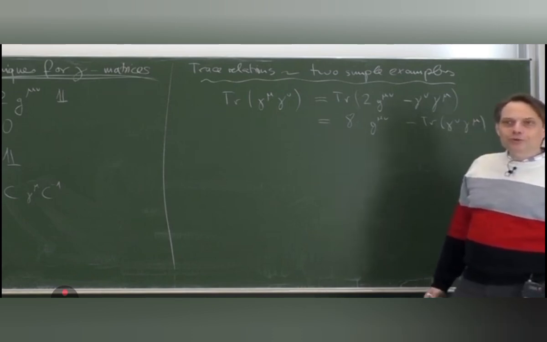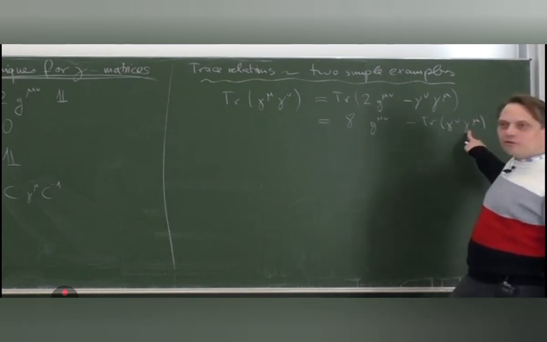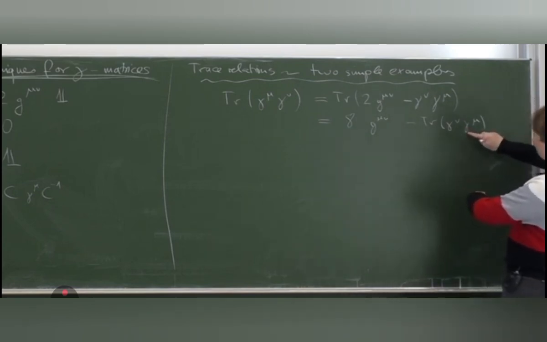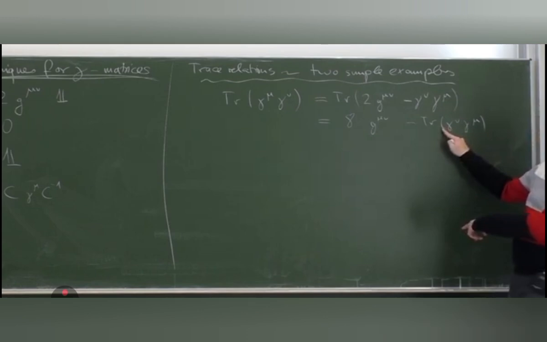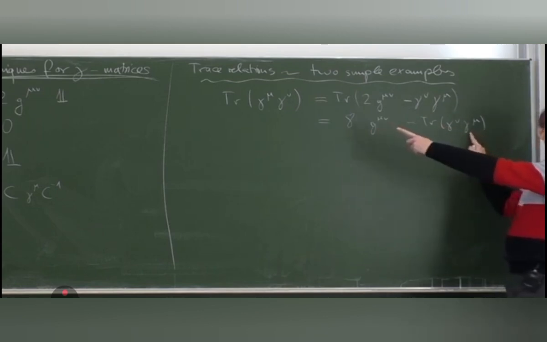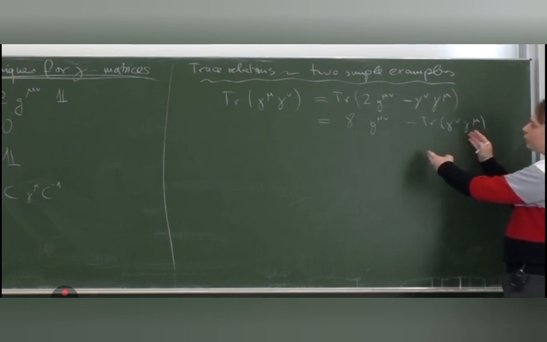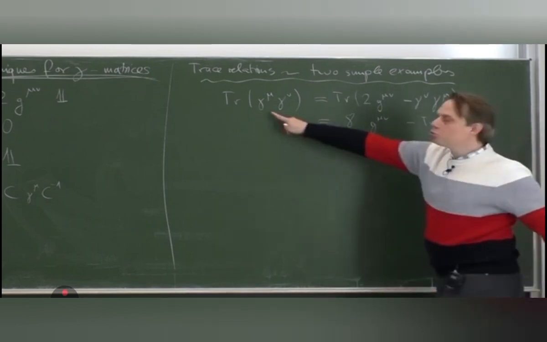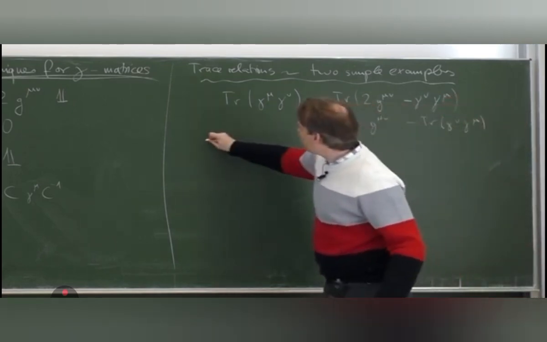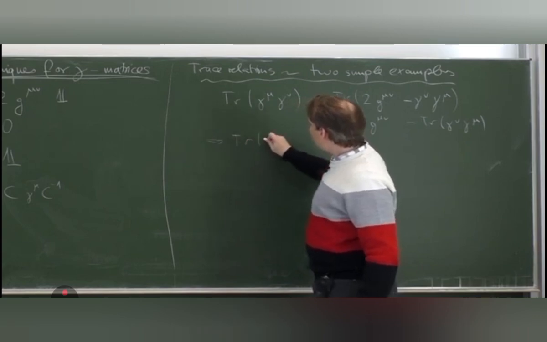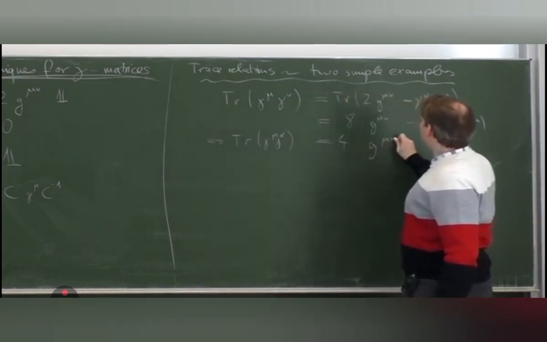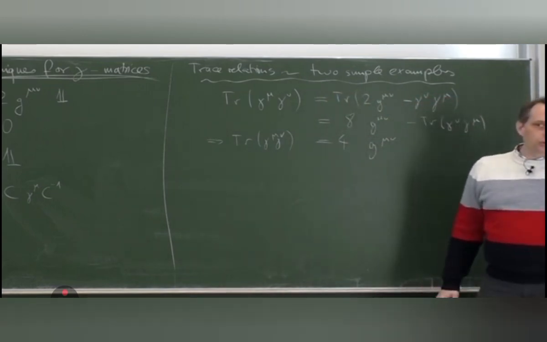Good. Why does that help? Because now we can use cyclicity of the trace, which means that we can take the last matrix and put it into the front because of cyclicity. And then we have here the same trace as we do on the left-hand side of the equation with a minus. And therefore, if we bring that trace over here, we have 2 times the original trace is 8 times the metric tensor, and therefore we can derive that actually our original trace is equal to 4 times the metric tensor. And then we have computed it.